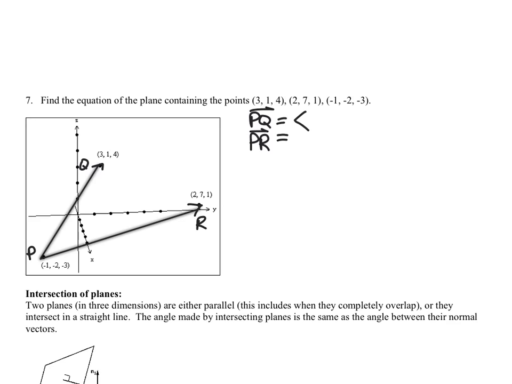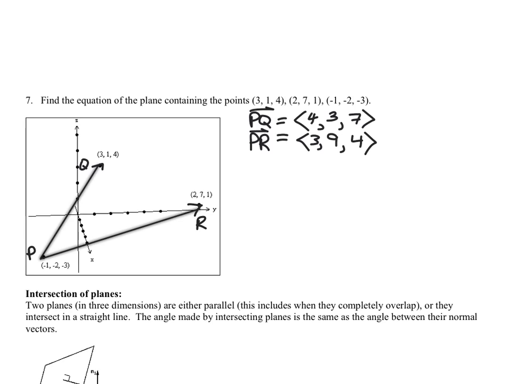So, for P to Q, 3 minus negative 1, so 4. 1 minus negative 2, so 3. 4 minus negative 3, so 7. Then we have 2 minus negative 1, so 3. 7 minus negative 2, so 9. 1 minus negative 3, so 4. All right, so that's our PQ and PR.